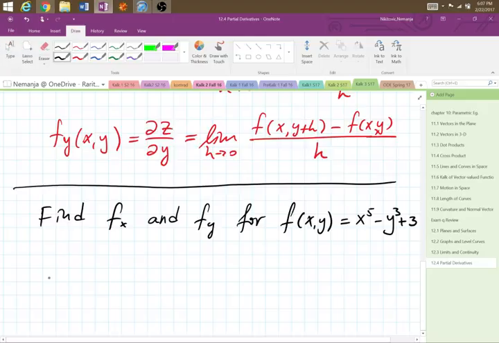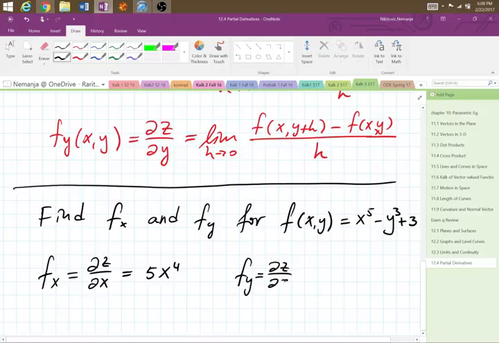So let's see. What is the partial derivative with respect to x? I'll put both notations. It's 5x to the 4th. Now y is constant in the eyes of x, so that's 0, and the derivative of 3 is 0, so we're done. That's the partial derivative. What is the partial derivative with respect to y? What happened? Negative 3y squared. Everything else would be constant because we are taking the derivative with respect to y.